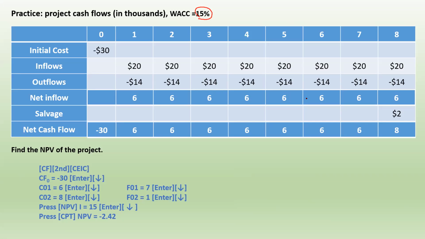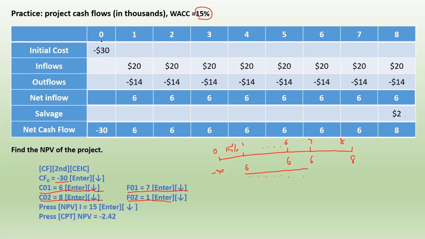So if we draw a timeline, this is date 0, 1 to 6, 7, 8. The interest rate is 15%. At t equal to 0, the initial cost, which is CF0, is -30. From year 1 to year 7, the cash flow is 6, and year 8, the cash flow is 8. So CF0 is -30, C01 is 6, and in total we have 7 of them in sequence. So F01 is 7. And the second cash flow is 8, and we only have one, so F02 is 1.